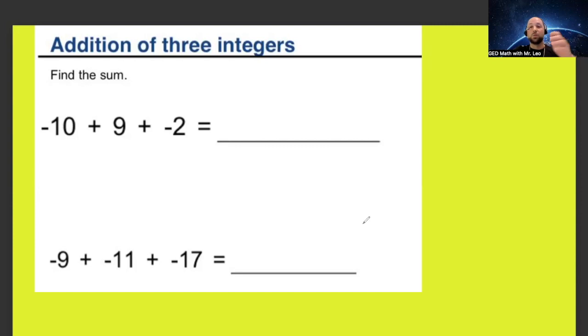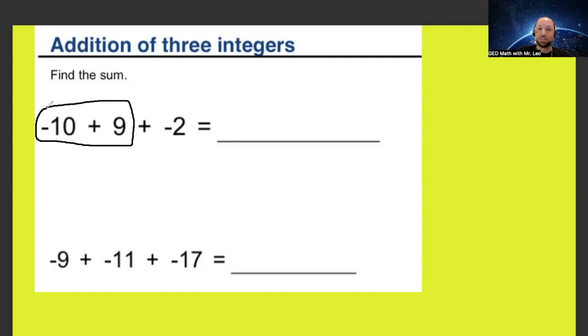Okay. Now here we have some problems with 3 integers altogether. We're going to use the same rules. We're just going to go step by step from left to right. So we're going to start right here. Start right here, negative 10 plus 9. Just focus on the first piece.